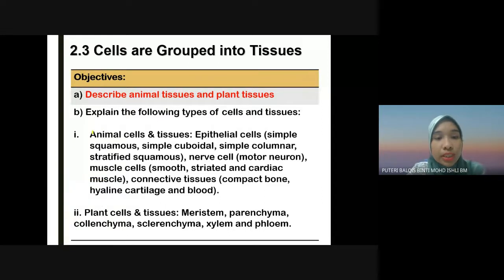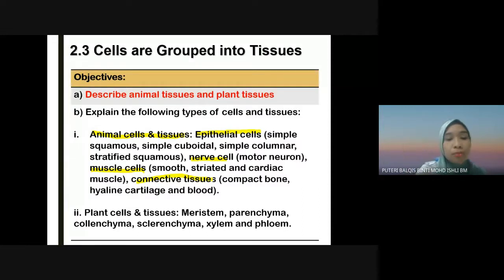Animal tissue kita ada apa? Kita ada banyak. Okay, kita ada epithelial. We have epithelial cells. We have nerve cell. We have muscle cell. And also connective tissue. Okay, 4 ni. Aku kena tahu. Epithelial cell, epithelial tissue. Nerve cell, muscle cell, connective tissue.